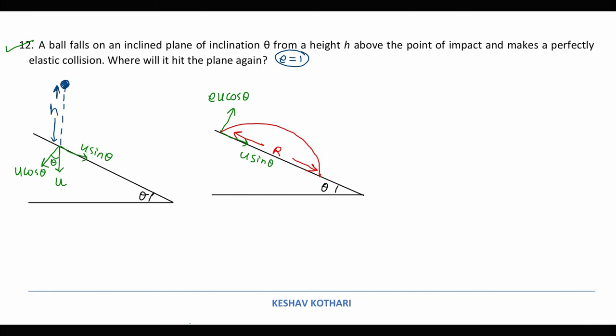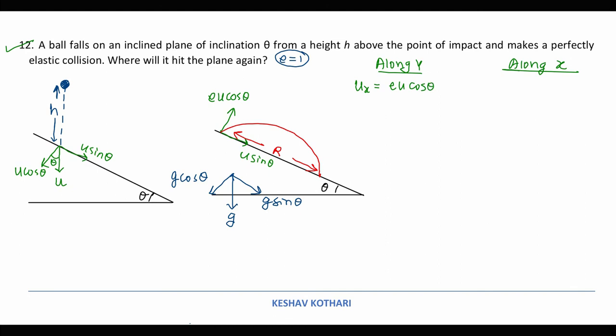So over here we are considering that if acceleration due to gravity is acting in the downward direction, then the component of acceleration due to gravity can be written as g cos theta along the y-axis and g sin theta along the x-axis. So if I state these two facts, I am making two columns, along y-axis and along x-axis. Along the y-axis, the initial velocity for the motion that we are solving is equal to eu cos theta, and that along the x-axis is equal to u sin theta.